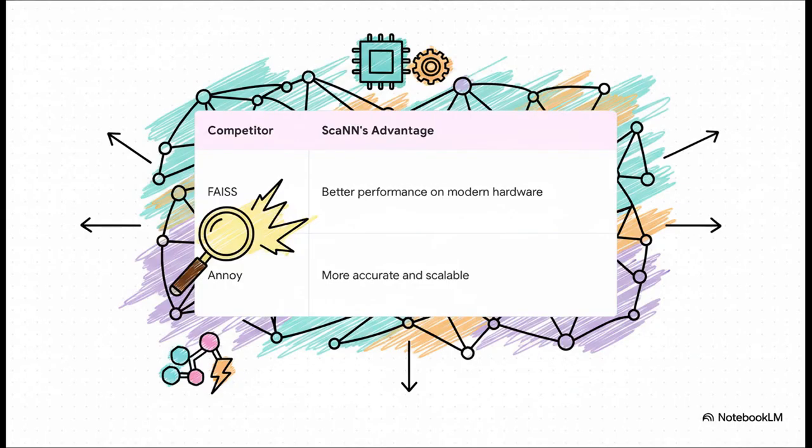Of course, ScaNN isn't the only game in town, so you have to ask, how does it stack up against the competition? Well, you've got other heavy hitters out there, like Faiss from Meta and Annoy from Spotify. But when you look at the benchmarks, ScaNN really holds its own. It generally smokes fast when you're running on modern hardware, and when you put it up against Annoy, it tends to be both more accurate and a whole lot more scalable. It's a real heavyweight in this vector search world for sure.